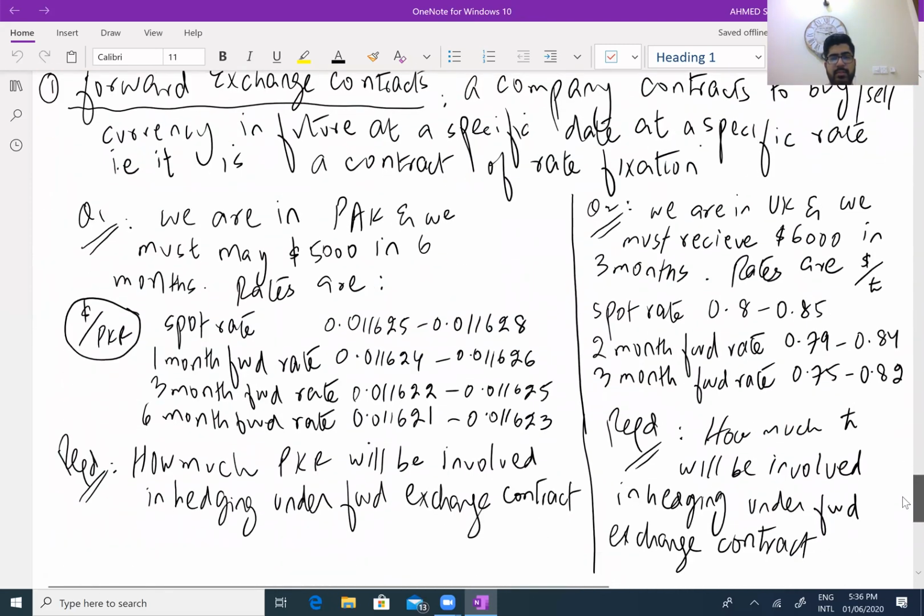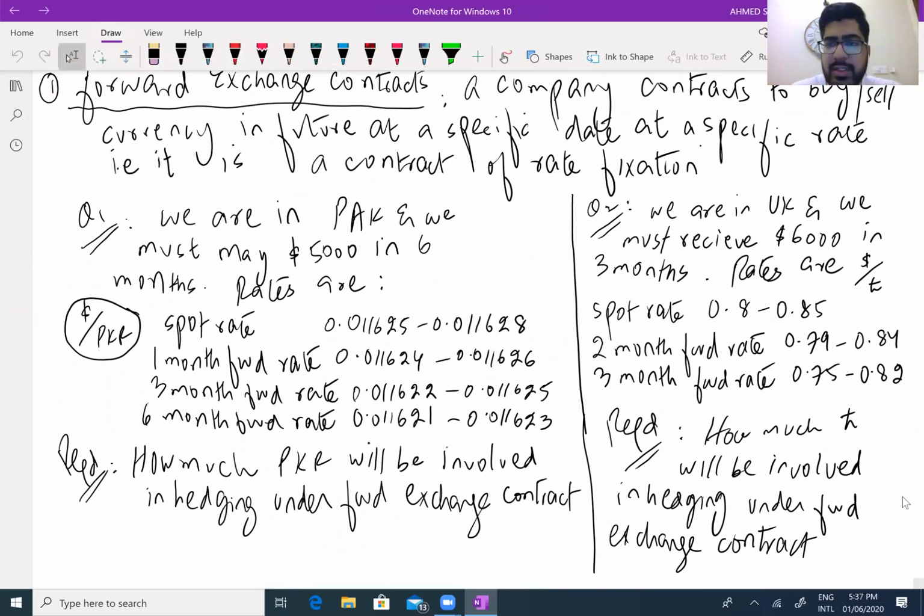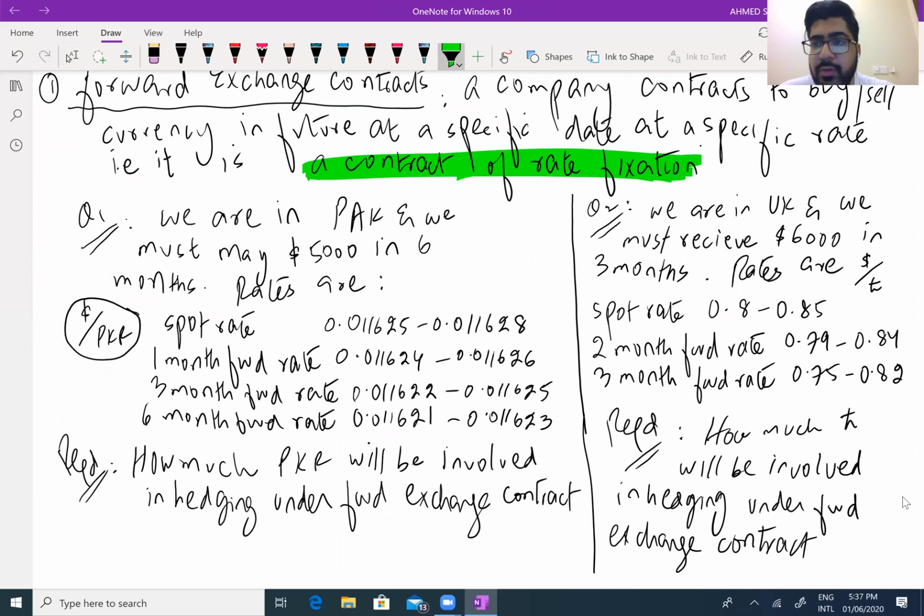So what exactly is a forward exchange contract? Remember, forward exchange contract is a hedging technique. It's nothing but a contract of rate fixation, a contract in which you fix rates. For example, you have to pay your ACCA exam fees one month later. What is the risk? The rates may go up. You can't deal in home currency, leading, lagging, or matching, so one technique is the forward exchange contract.